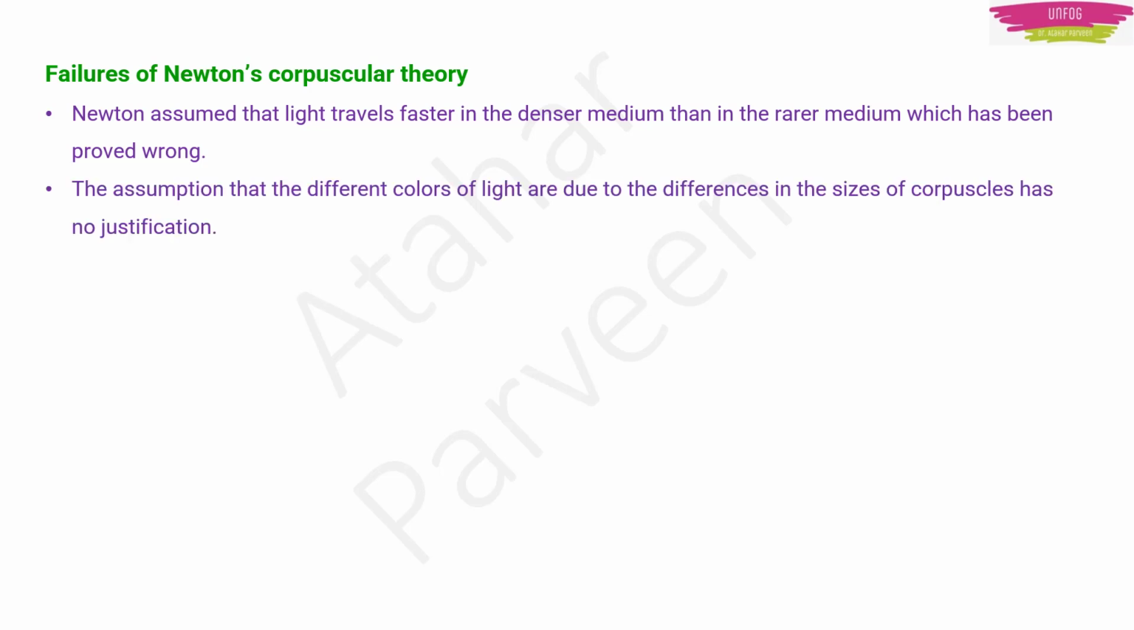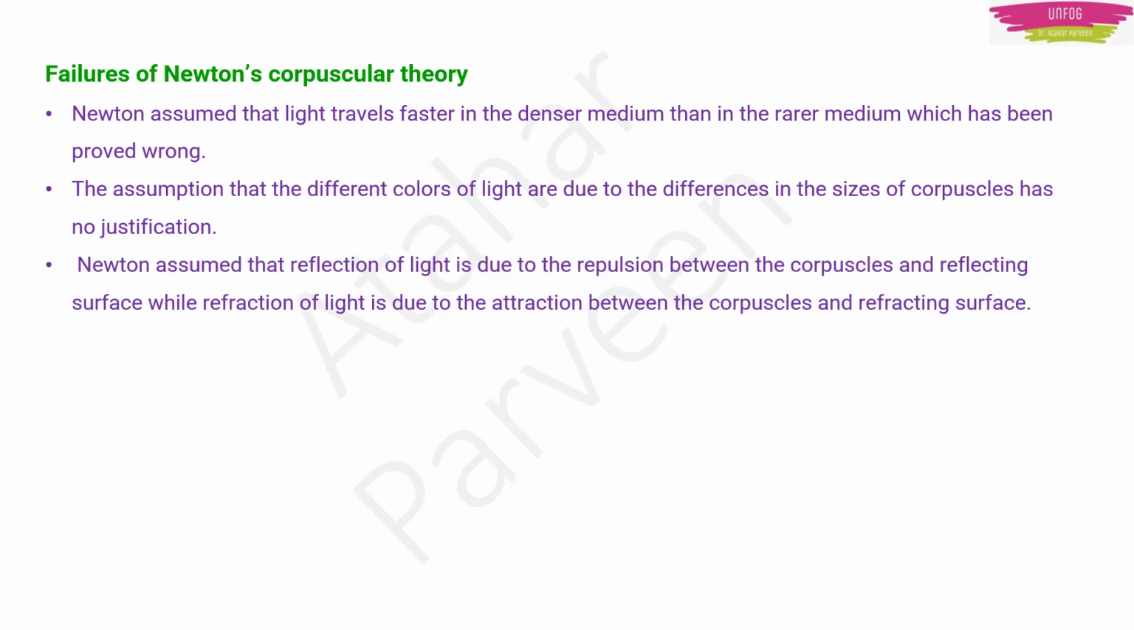There are many more things. He assumed that different colors of light are due to differences in the sizes of corpuscles, but this has no justification. Colors are because of wavelengths: change in wavelength means change in color. That concept is not told here. Then he assumed that reflection of light is due to repulsion between the corpuscles and the reflecting surface, while refraction of light is due to attraction between corpuscles and the refracting surface. This is also not possible. The medium or the surface has nothing to do with reflection and refraction. So this is also one of the points because of which Newton's corpuscular theory failed.